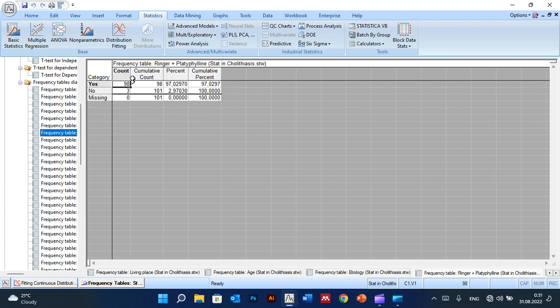The same for the frequency table of patients who got Ringer's lactate with platyphyllin, which is 98%. They got these solutions, and only 3 patients didn't get it, and these are the percentages.